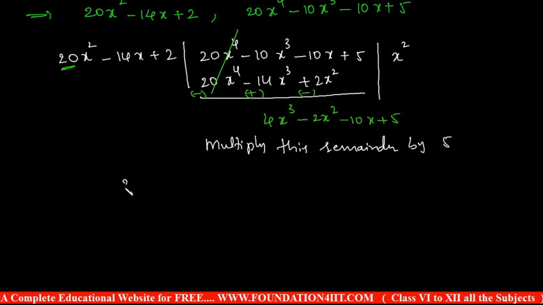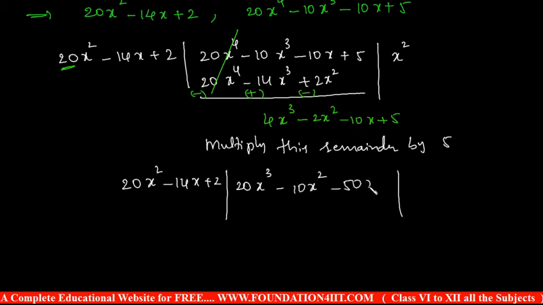Then same 20x square minus 14x plus 2. Normal again, common previous division only. Until you get the remainder 0, until you get the last step, you should do as it is. So multiply with 5. 5 4s are 20x cube minus 5 2s are 10x square minus 10 into 5, so minus 50x plus 25.